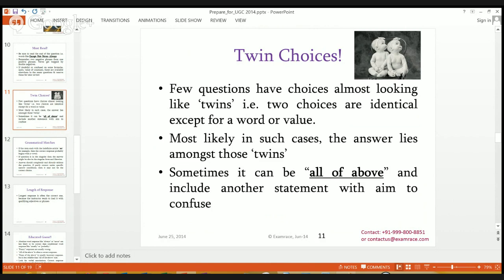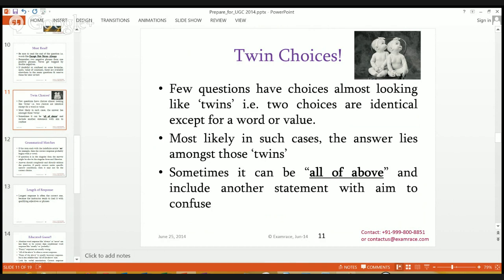So rather than eliminating two choices, you are eliminating only one choice and you are confused between three choices. In such cases, when you are doubtful whether all of the above can be the answer, it's most likely all of the above will not be the answer because you are sure that choice A is incorrect. In case you are sure that one of the choices is incorrect, all of the above is meant to be incorrect because that cannot be the answer since one is incorrect. So you are left with two choices, and now you have to find out which of the two is correct. So in twin choice cases, it's very important that if you are very particular that one choice is incorrect, all of the above is bound to be incorrect.